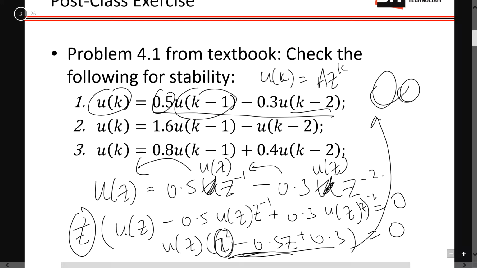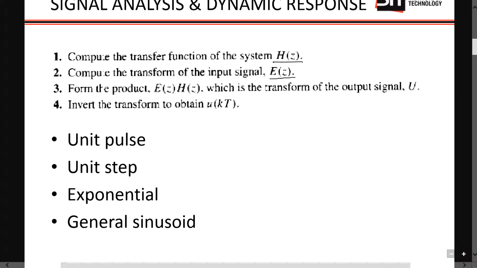Next, the transfer function. Your input E(z), if you convolve it with the transfer function, becomes your output U(z), and that's it. If you still remember, that's what we were talking about. The transfer function H(z) times E(z), you get U(z). That's it, right?